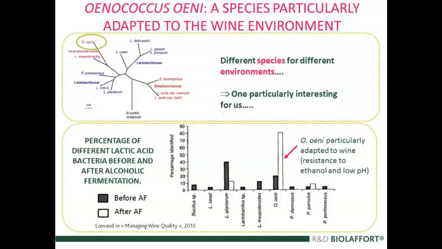And you can see here a phylogenetic tree showing you a few of these different species. For example, some Lactobacillus are more involved in producing yogurt, as well as Streptococcus, while Oenococcus oeni is particularly interesting for us in the wine industry.